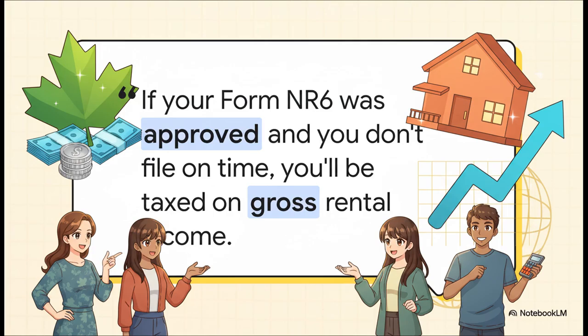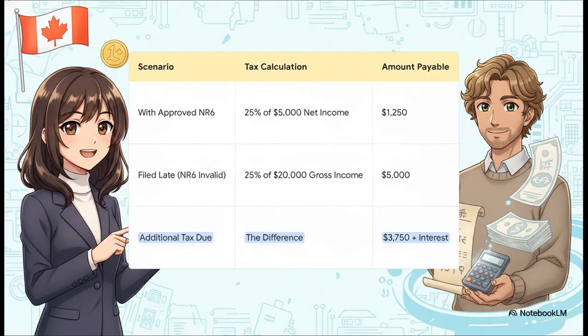And just so you don't think I'm being overly dramatic, I want you to read this quote. This is directly from the CRA. It's not a suggestion, it's a warning. If you get that NR6 approval and then you fail to file the Section 216 return by that June 30th deadline, the entire benefit is wiped out. Gone. The CRA considers the whole thing invalid, and they will go back and assess your client tax on their full gross rental income.